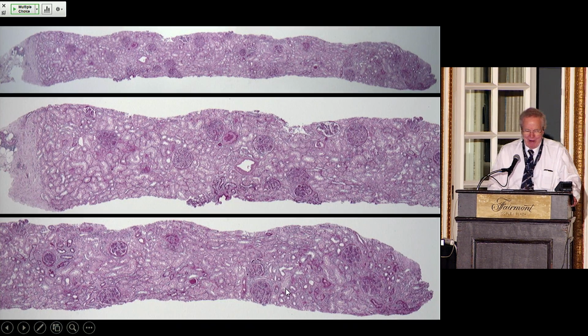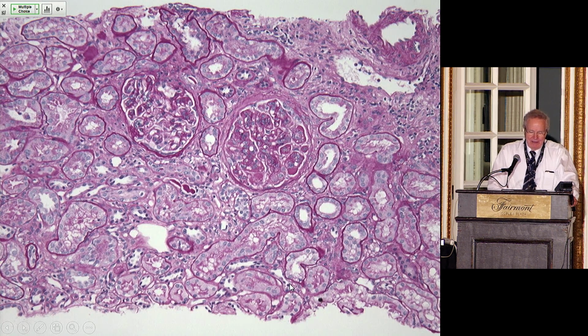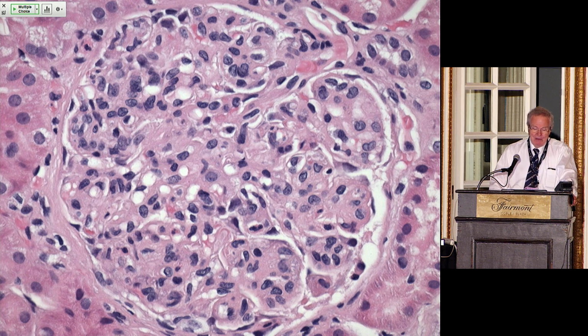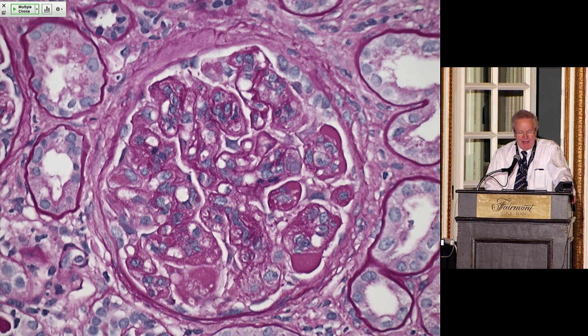This is obviously the low power. This is medium power that's showing you 2 glomeruli in the center and the rest of the cortex. Not the rest of the cortex, some of the cortex, a sample of the cortex. This is a higher power on an H&E that highlights the cells inside the glomeruli, the nuclei at least, to get an idea of what the pattern is. And this is the 4th, the PAS, that highlights the basement membranes of the glomerular capillary walls.